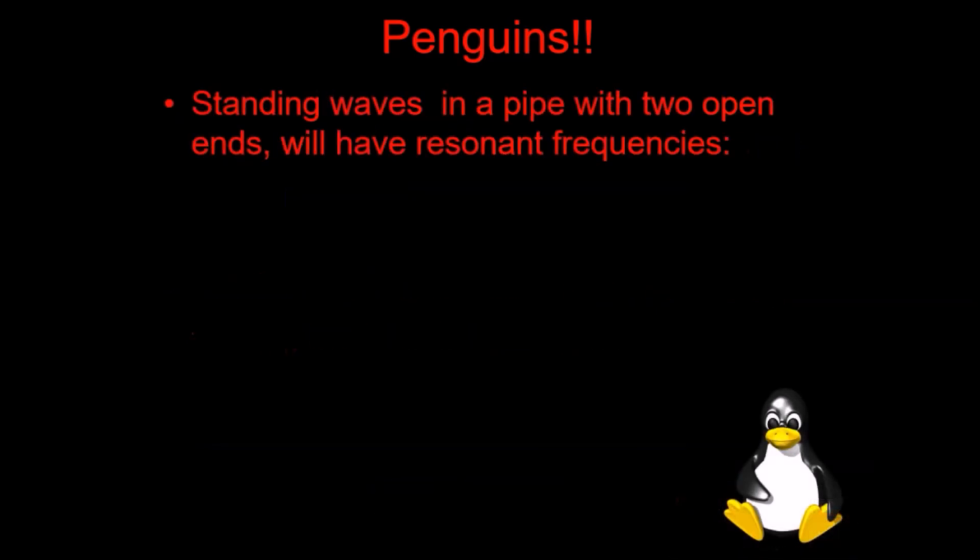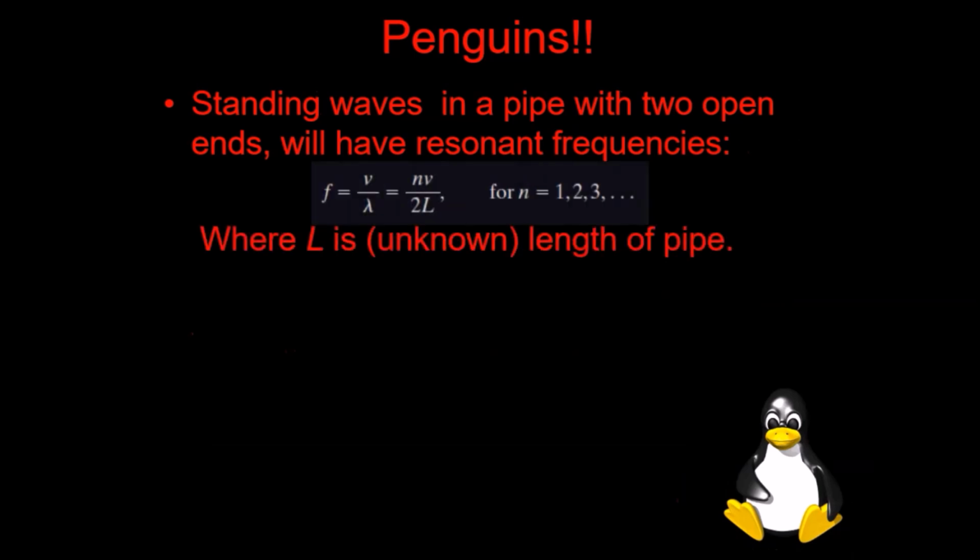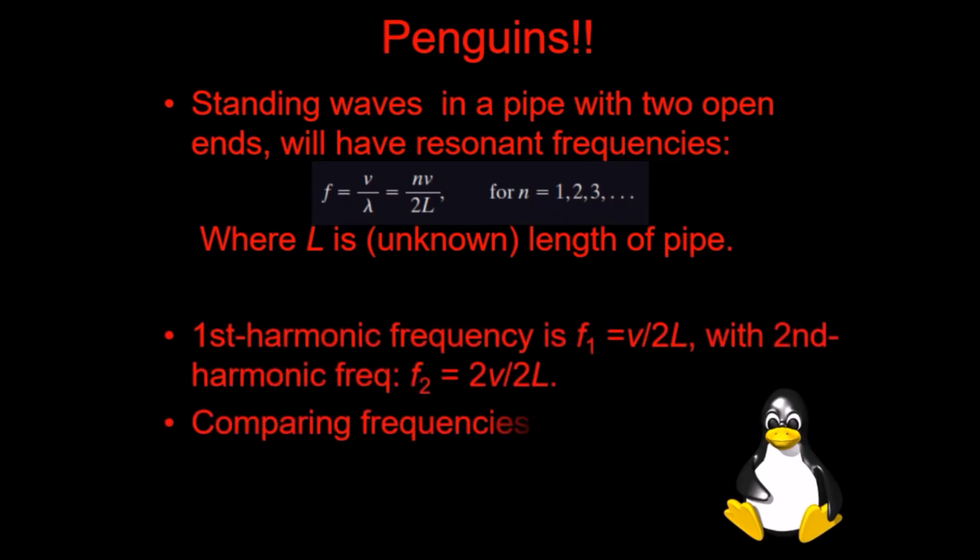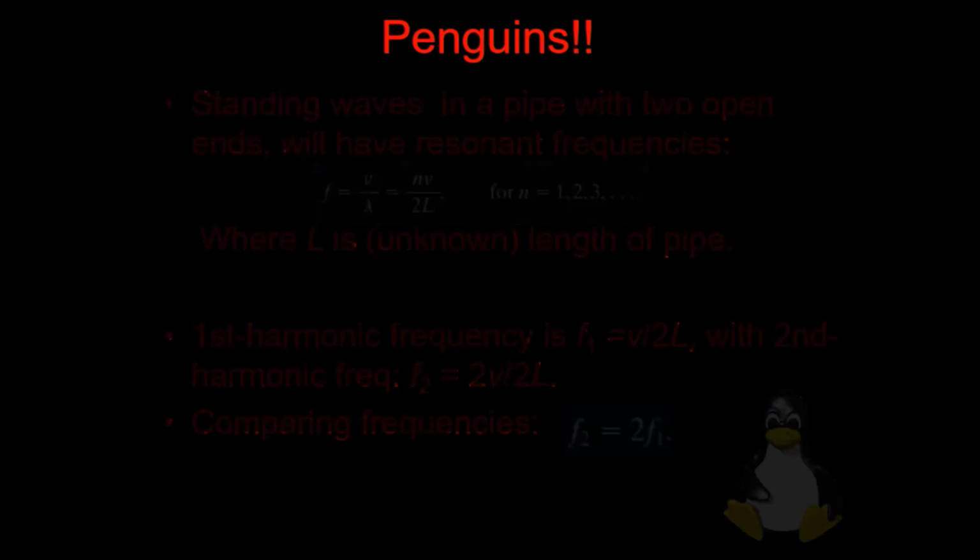Now remember from previous, standing waves in a pipe with two open ends will have resonant frequencies of F equals V over lambda, or nV over 2L for n equals 1, 2, 3, etc., where L here is unknown. We don't know the length of the pipe here. So the first harmonic frequency, F1, will be equal to V over 2L, with the second frequency of 2V over 2L. If you compare these frequencies, F2 will be equal to 2F1.